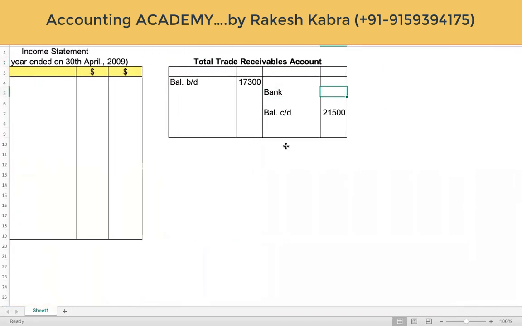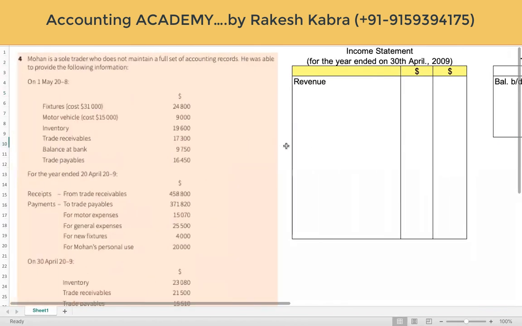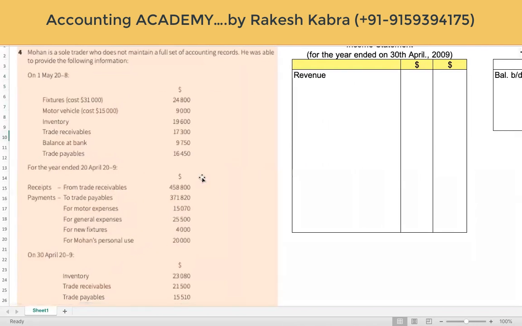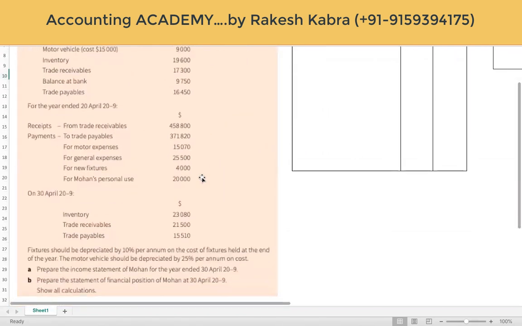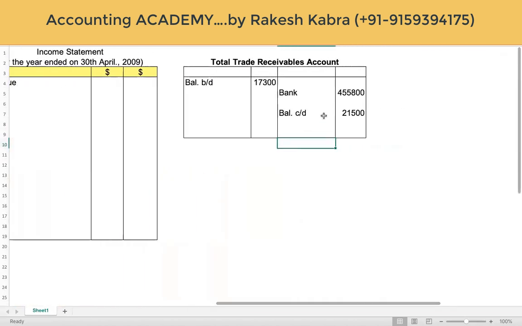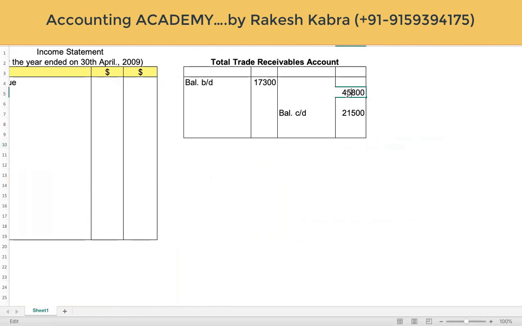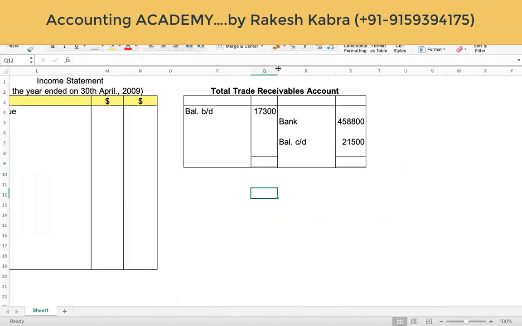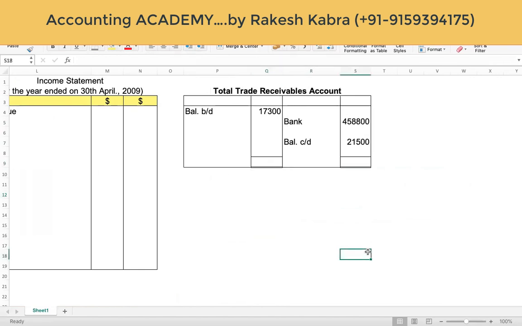How much money did I get? $258,800. There is no discount allowed and no bad debts given in the question, otherwise I would have recorded those also. So we have only these three pieces of information.